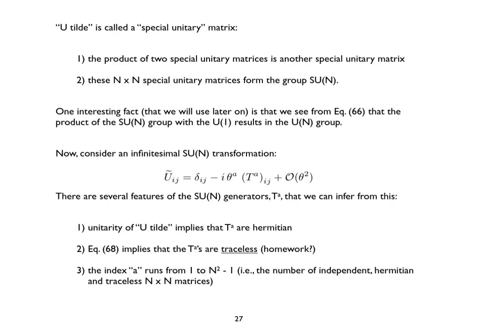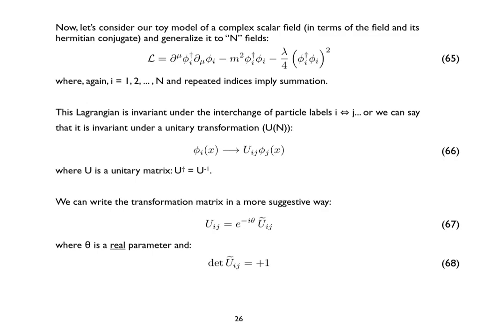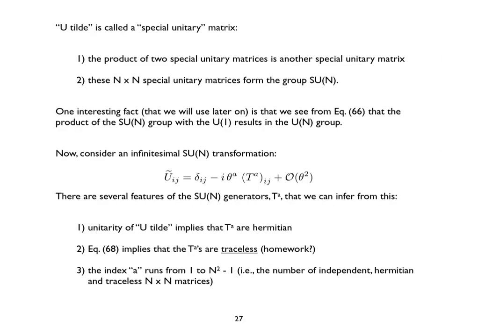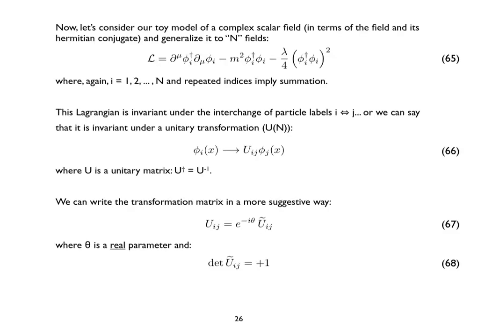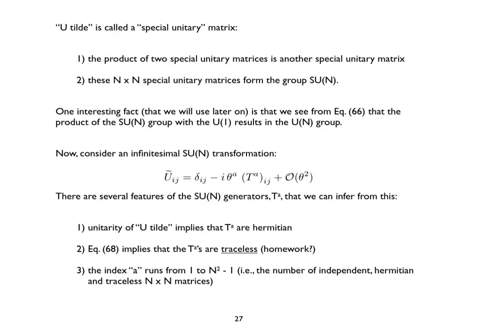So equation 68, if you take that U tilde and plug it into 68, you can show that these guys have to be traceless. Okay. And the index A, again, runs from 1 to n squared minus 1. And that's basically determined by the number of independent Hermitian and traceless n by n matrices.